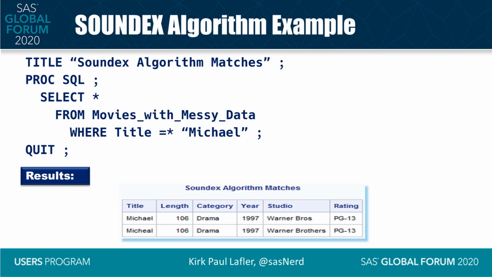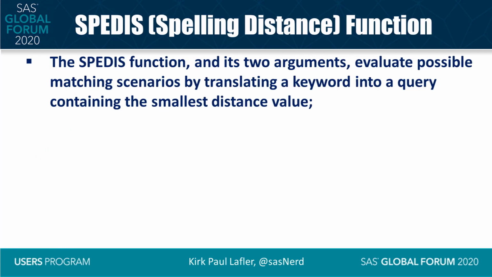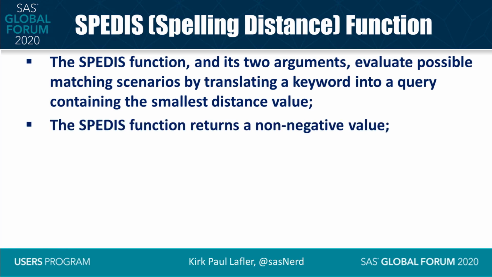Because the AE in Michael or the EA in Mikkel are vowels, they are ignored. So they sound alike. Now let's turn our attention to the SPDIS or spelling distance function. It contains 2 arguments. It evaluates possible matching scenarios by translating a keyword into a query containing the smallest distance value. The SPDIS function returns a non-negative value.